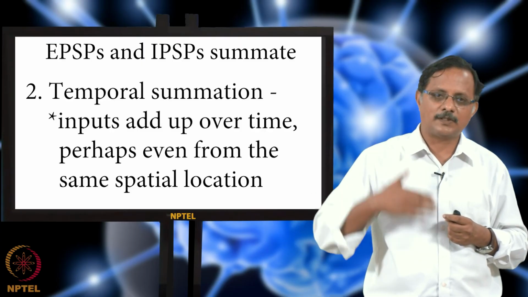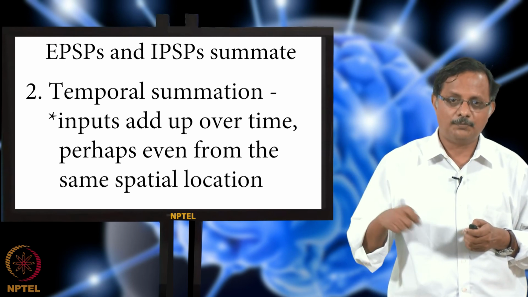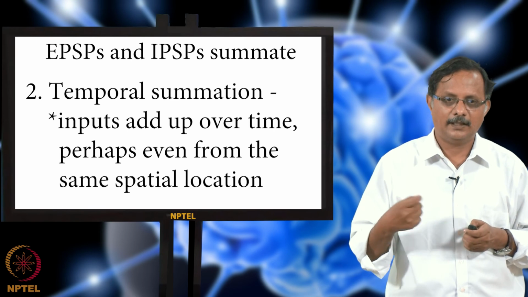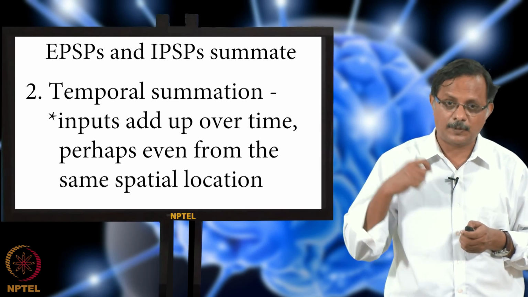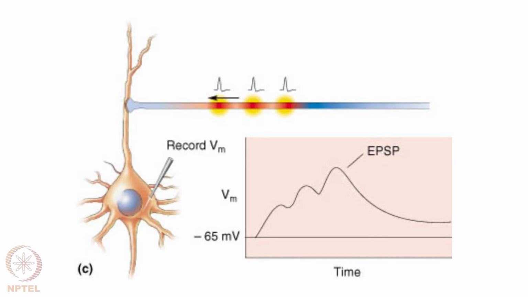Now there is a different kind of summation that also occurs, where summation occurs over time. Inputs add up over time, at the same spatial location. How does that work? In this picture you can see the dendrite of a neuron, the vertical line, and there is the axon of another neuron, the parallel horizontal line, which makes contact with the dendrite of this neuron.